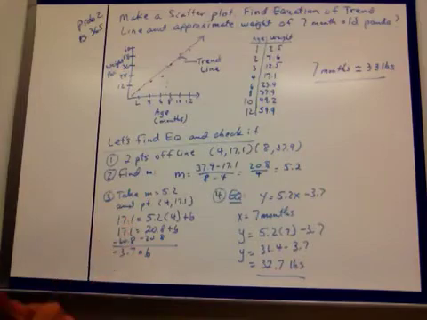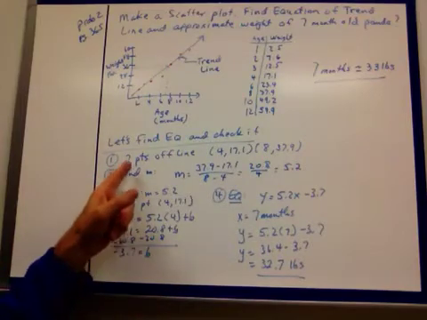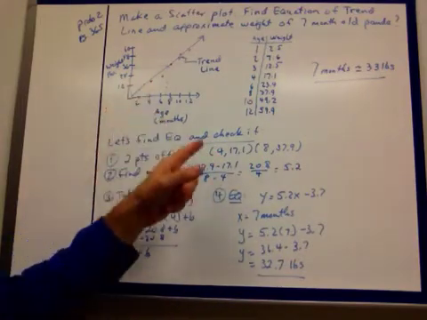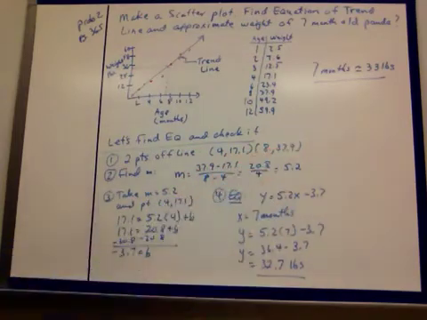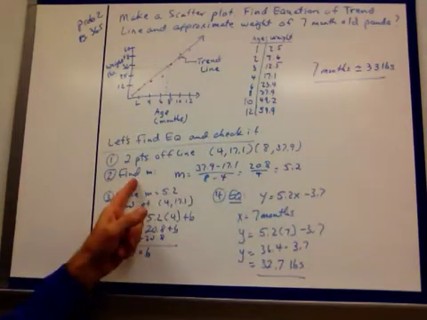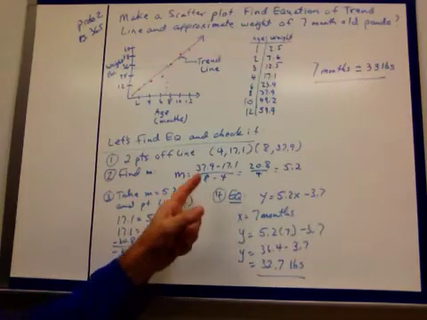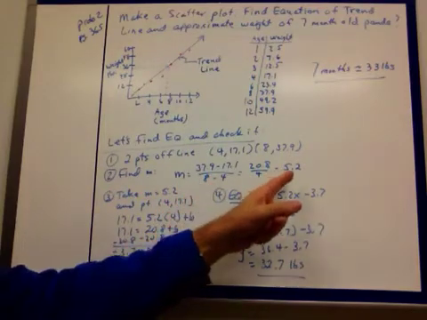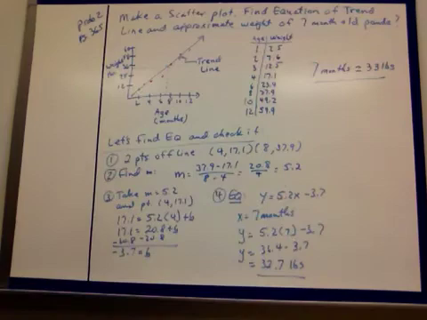We find the equation just like we did in the last chapter. We've got 2 points off the line. I took 4 and 17.1, and 8 and 37.9. Okay? We find the slope first using y2 minus y1 over x2 minus x1. Nothing new there. I got a slope of 5.2.